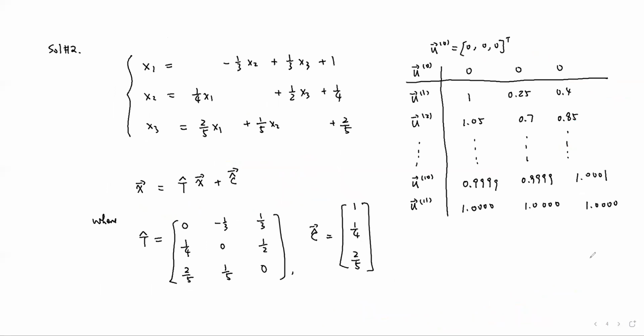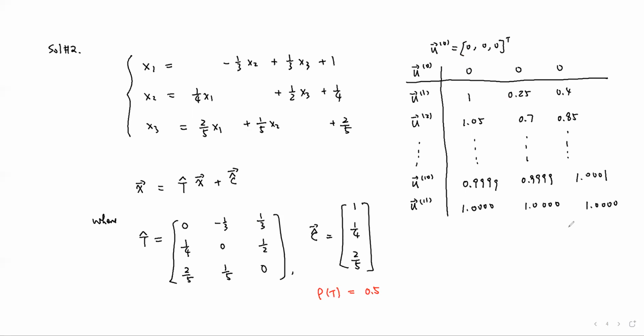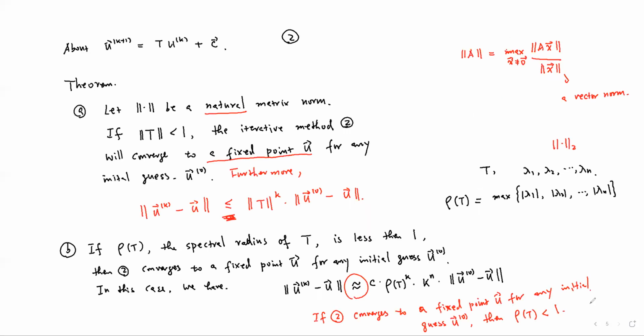Then how about solution 2? Rho of T hat is equal to 0.5. Therefore, by part B of this figure, this scheme converges, and it also happens to converge to the solution of the linear system. This figure just says that the scheme converges to some point u, but it doesn't say u must be the solution of the linear system.